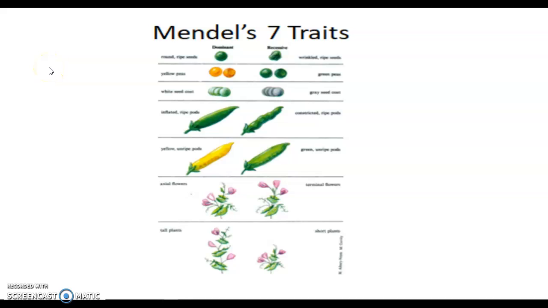So the 7 traits, and you're going to want to copy down that term trait. The 7 traits that Gregor Mendel focused on are right there for you in pea plants. Everything from whether the flowers were at the end of the limb, which was called terminal flowers, or not at the end of the limb, that's axial flowers. Were the pods yellow? Were the pods green? And he knew things about those traits that we're going to talk about.